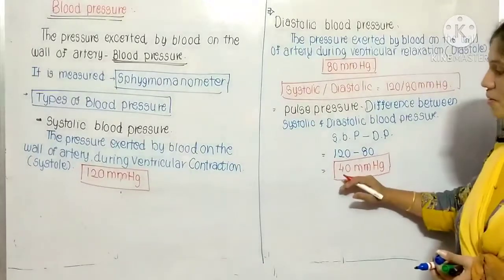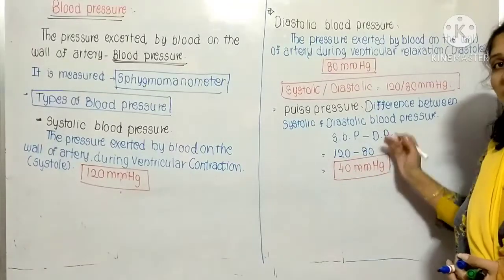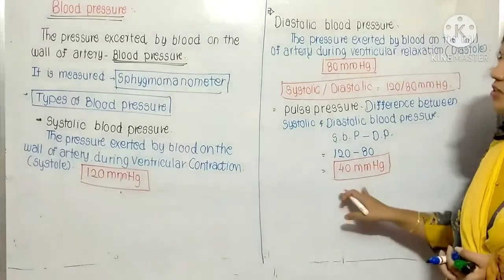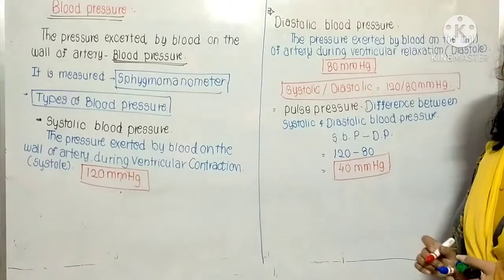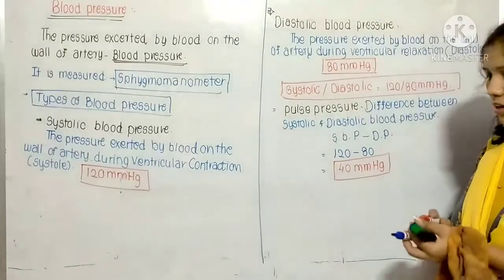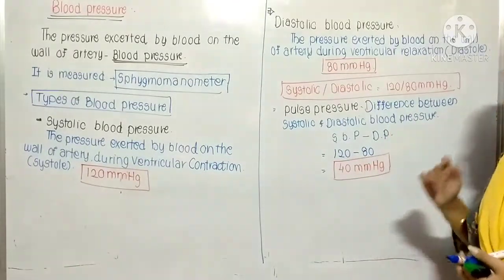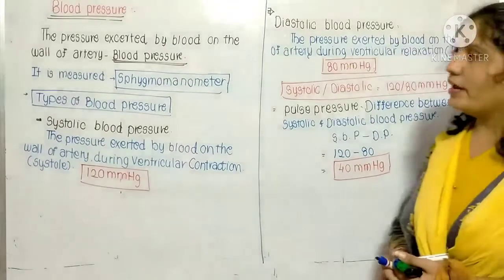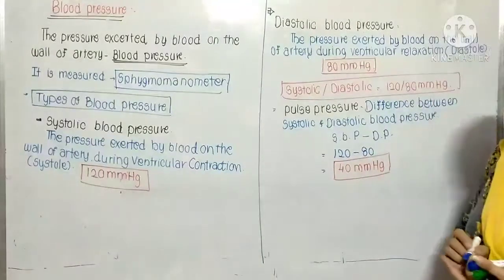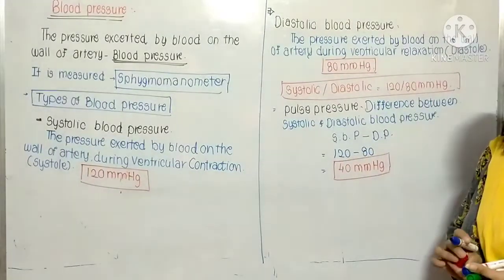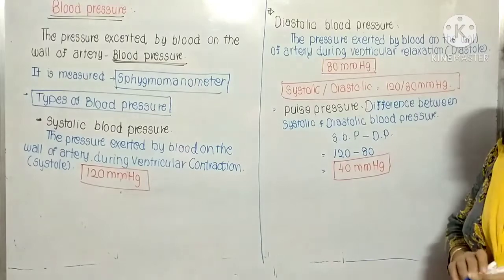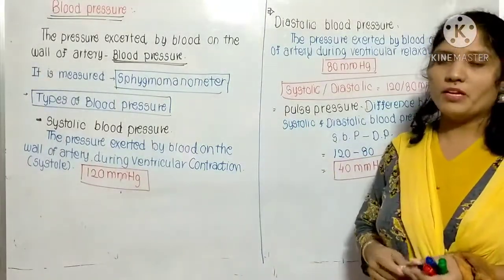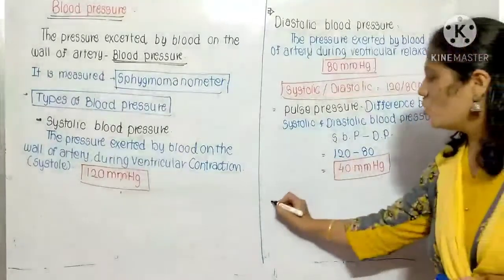If this pulse pressure decreases or increases, that means the person has some disorders. On the basis of blood pressure, doctors identify many disorders. I'll explain a few disorders here, and after this I'll explain the factors affecting blood pressure. Now here the first disorder is there.